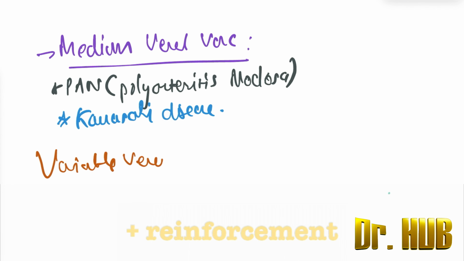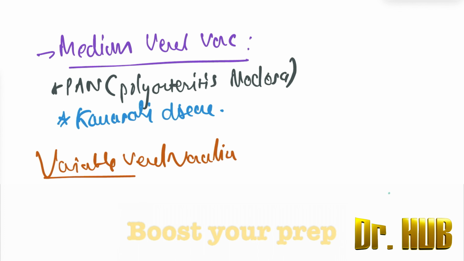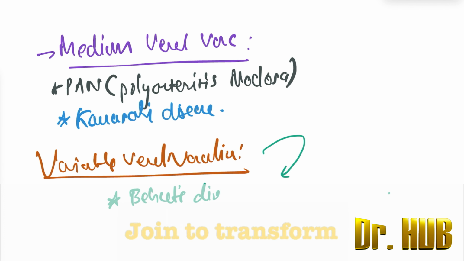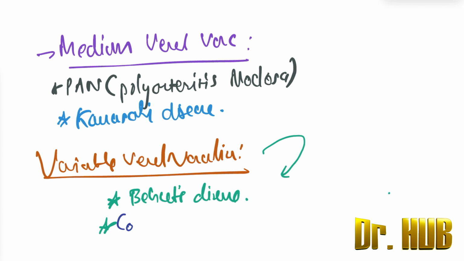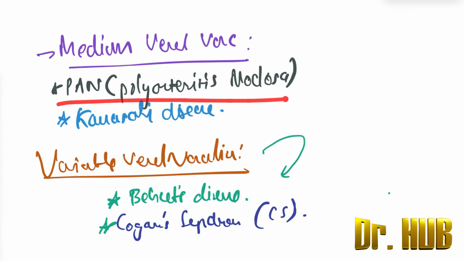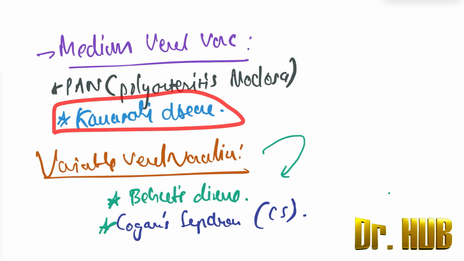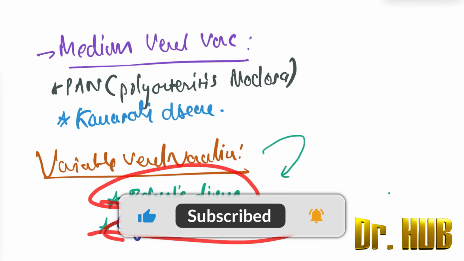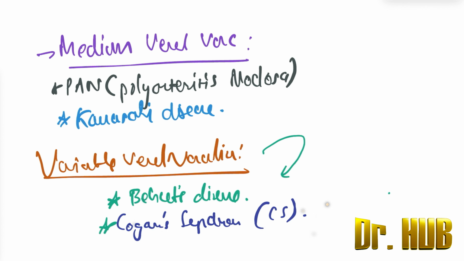Then we have the variable vessel vasculitis. The variable vessel vasculitis involves Behçet's disease, and also Cogan's syndrome, that is CS. So let's recap. We asked two questions. The medium vessel vasculitis involves PAN, polyarteritis nodosa, as well as Kawasaki disease. In the case of the variable vessel vasculitis, it involves Behçet's disease and Cogan's syndrome. So this was about the classification of vasculitis.